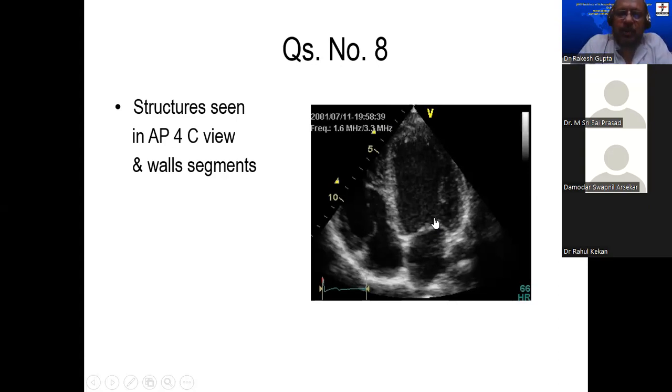And where will you keep the probe? Probe at the level of apex. If you keep a probe at the level of apex and the marker is at 11 o'clock position, which view you will get?